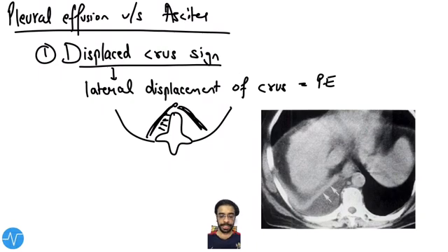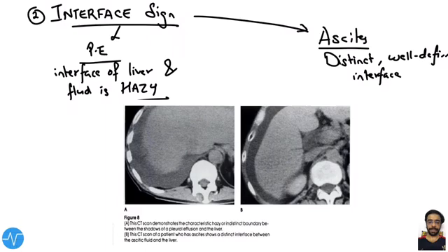In the corresponding CT image, the white arrow is pointing to the crus of the diaphragm, which is away from the vertebra, and below it is the fluid. The second sign is the interface sign. In pleural effusion, the interface of the liver and the fluid is hazy, whereas in ascites it will be well defined. As you can see in the CT image, the liver margin is very hazy, whereas in ascites it is well defined.